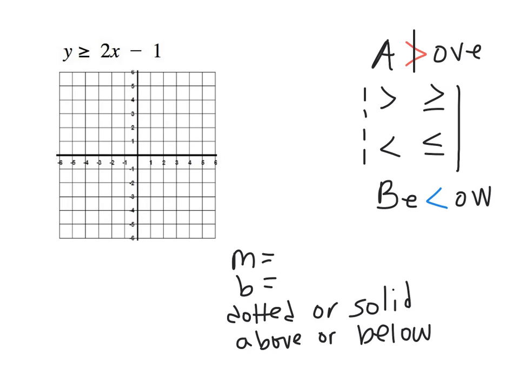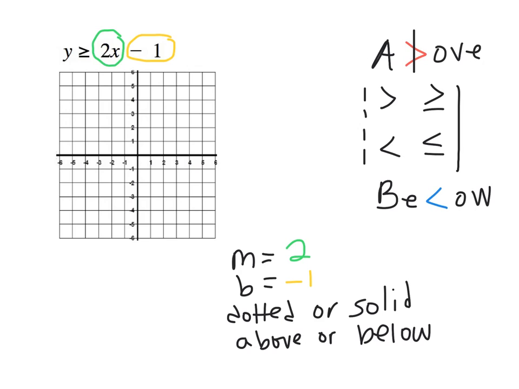So let's start with my slope. My slope is always the term associated with the x, so my slope is 2. My y-intercept is always the constant, the number without the variable, so my y-intercept is -1.